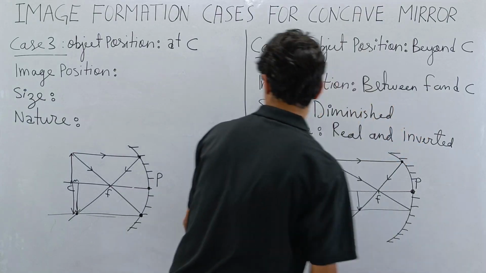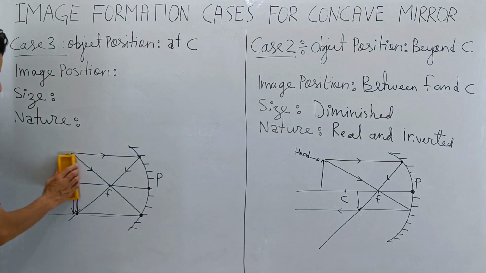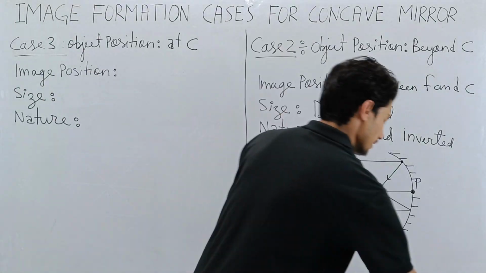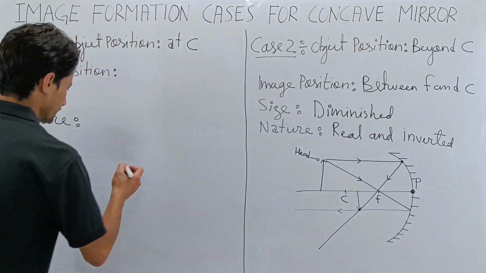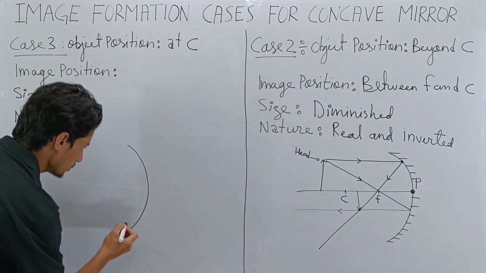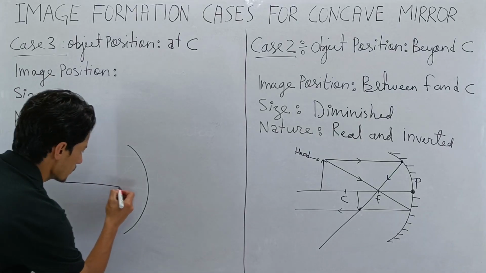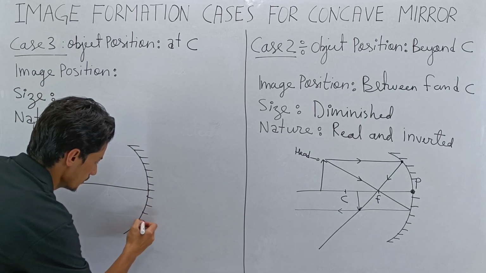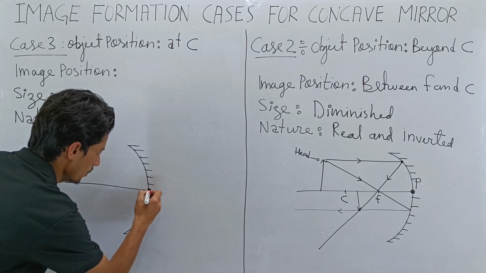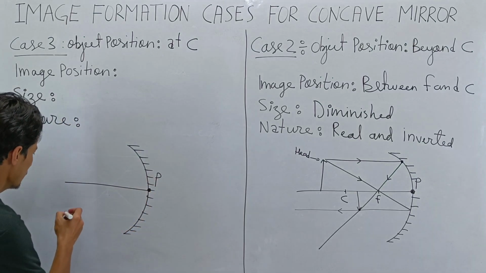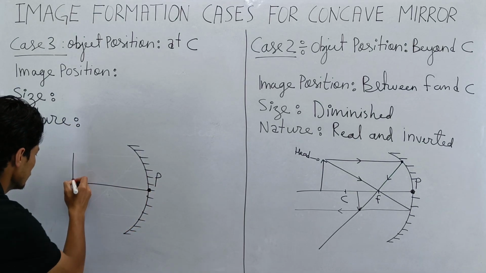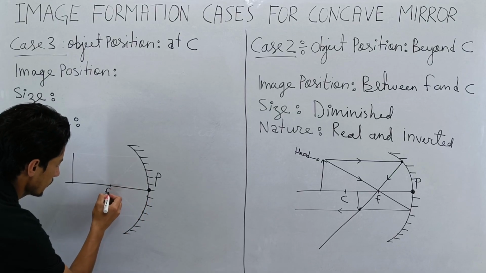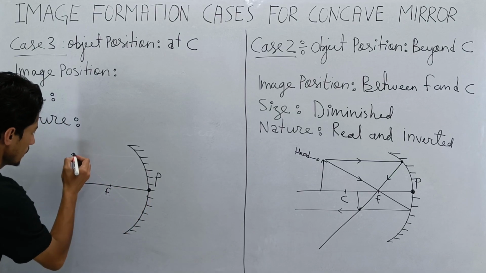So let me redraw again. Well, it happens, no doubt, it happens. This time I'll try my best not to make mistake. So let's do like this. This is the back side. This is the pole, mark it P. Then this is the F now. Let's see, this is the F. So this is the object.